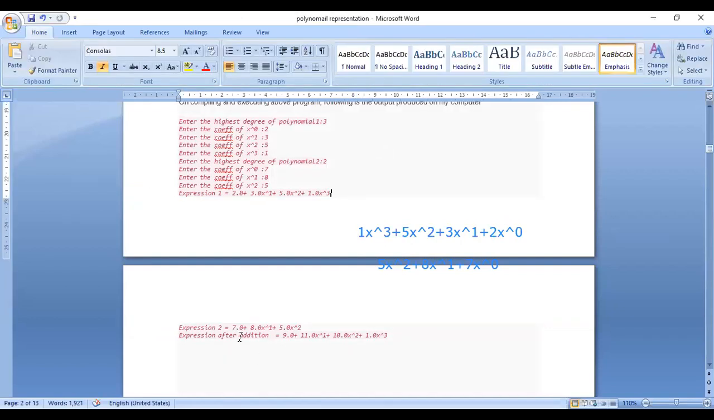So now the second one is, you can see 7 plus 8 into x power 1 plus 5 into x power 2. So you can do the same thing. You can see here. In the reverse part he has written. So if I add these two, what will happen? You can see here.